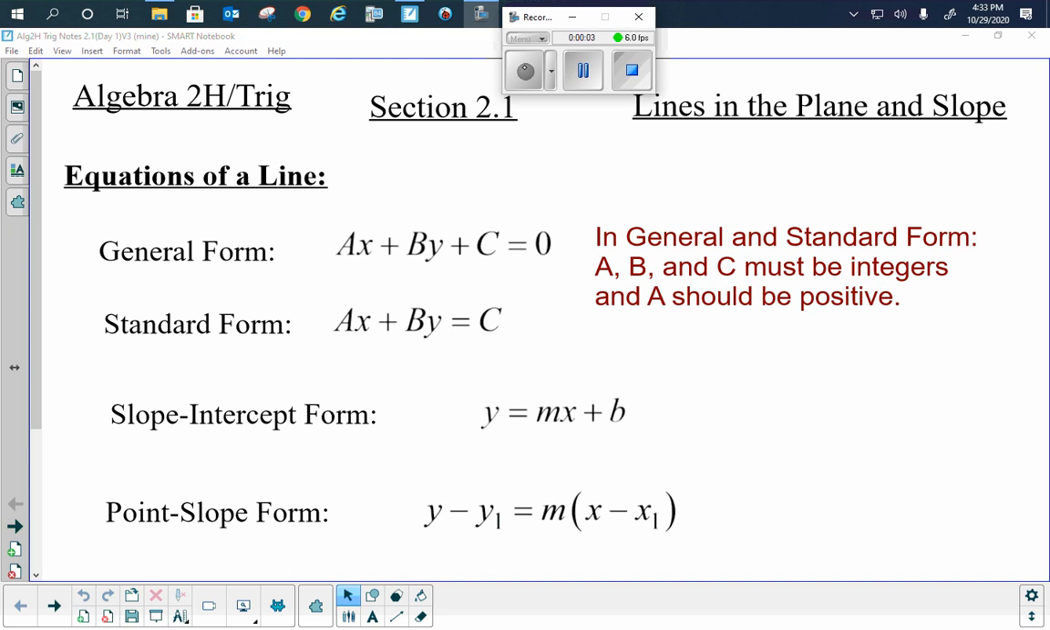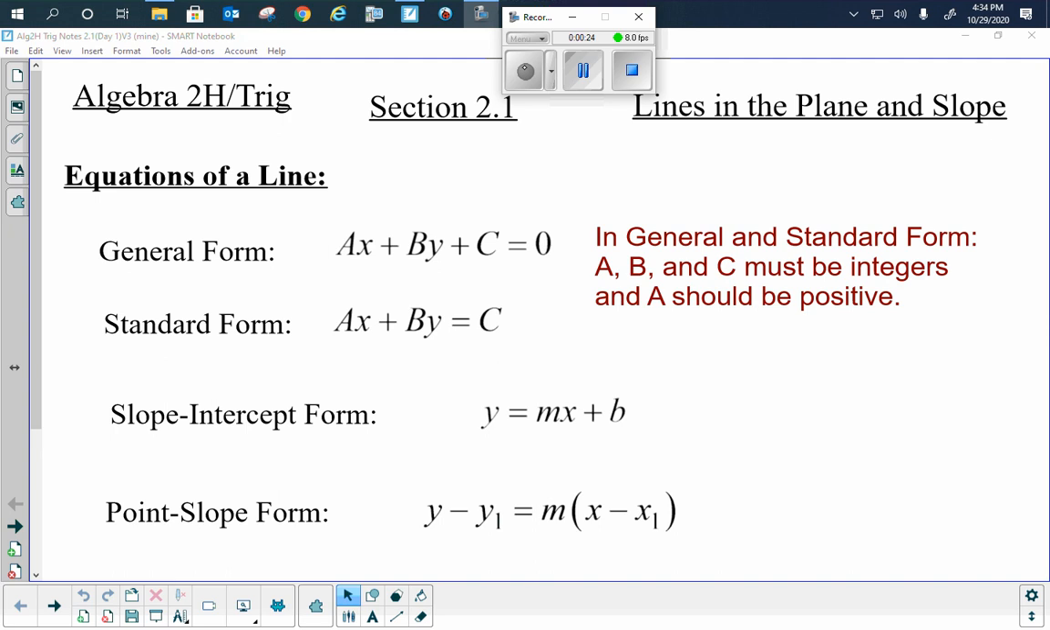Section 2.1 is going to go back and review some properties about lines in the plane and slope. So a lot of the stuff that you learned from Algebra 1, however, very important stuff moving forward. You use this all the time in pre-calculus and AP calculus. So there's some details here. Make sure that you go through and you're comfortable with them.